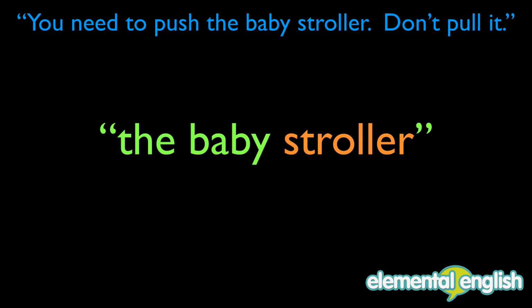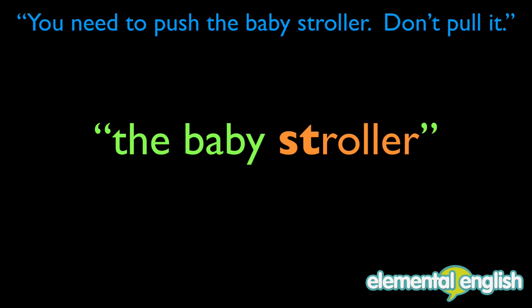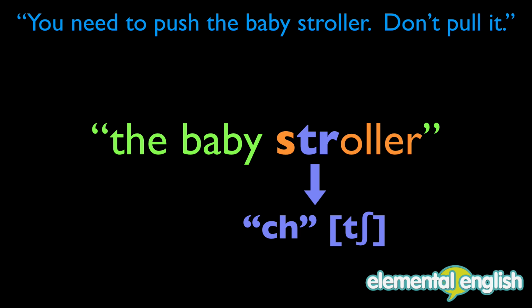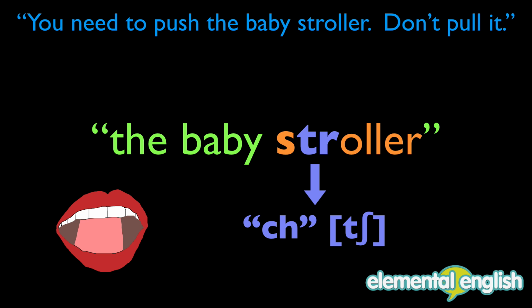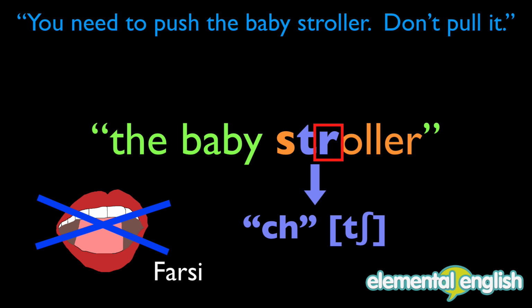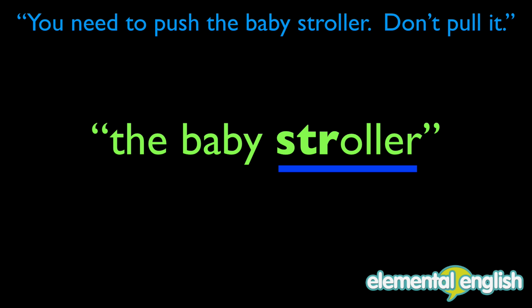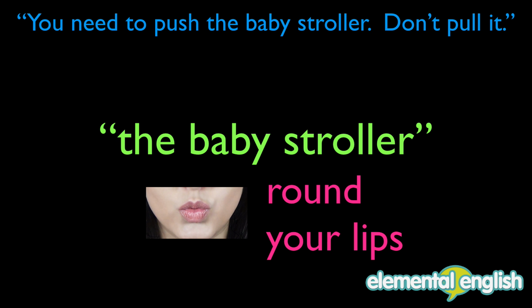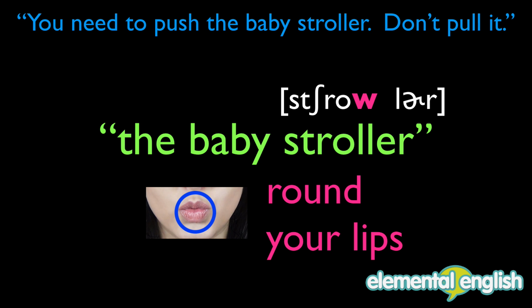The word stroller has the consonant cluster str. When the t hits the r in English, many times it becomes the ch sound. This ensures that you do not roll your tongue and say the r sound as you would in Spanish, Arabic, Farsi, and so many other languages as r. So here, stroller can be said with the consonant sound ch. Stroller. Remember to round your lips to include the w sound in the o vowel sound. Stroller.